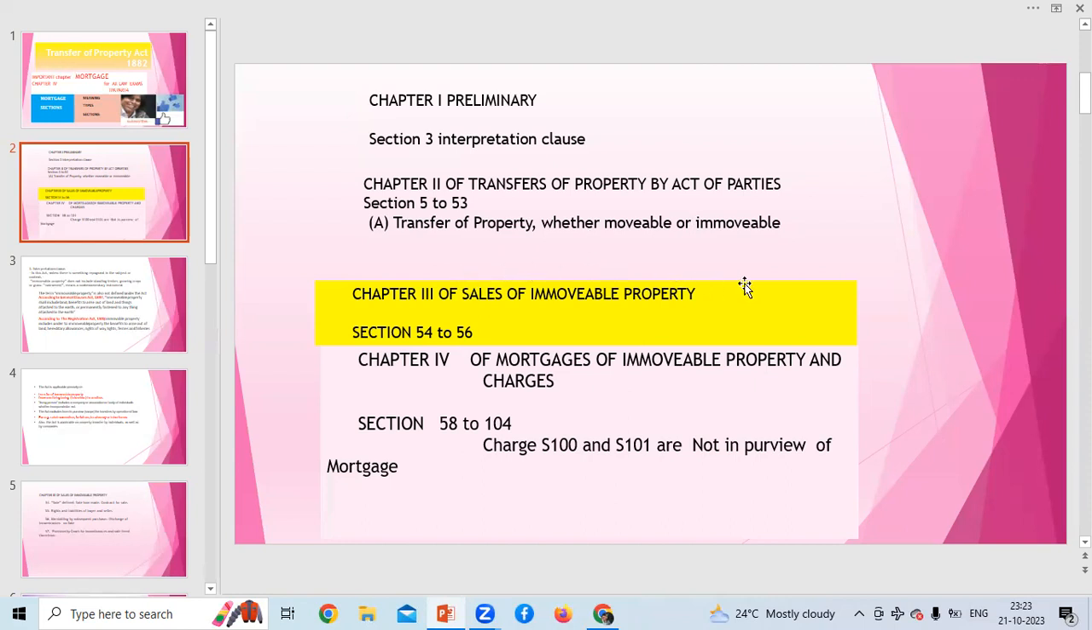The sale of immovable property is 54 to 56. So for chapters 2 and 3, we will have to take at least 4-5 videos. We will not go fast, we will go slowly and cover whatever sections are important. We need not go thoroughly for an objective kind of paper. We will just go through at this speed only.